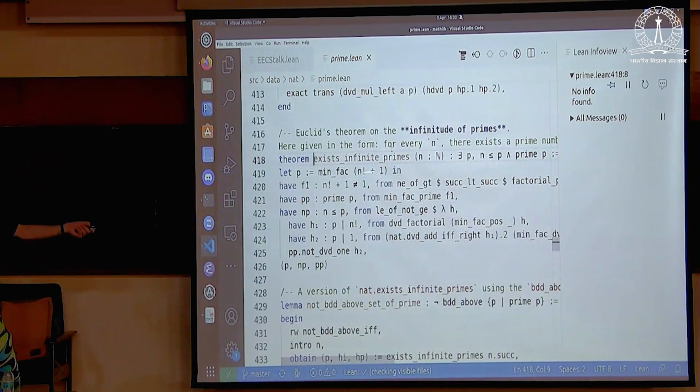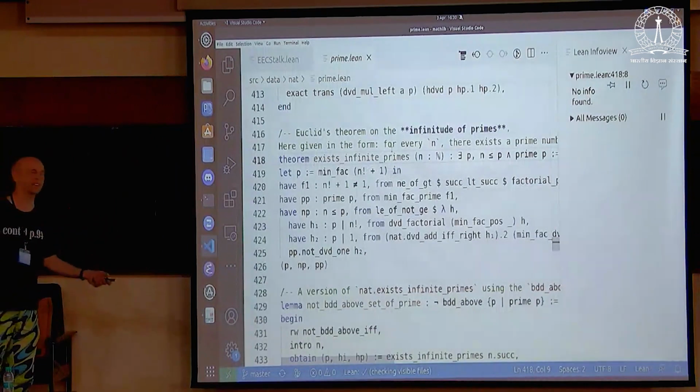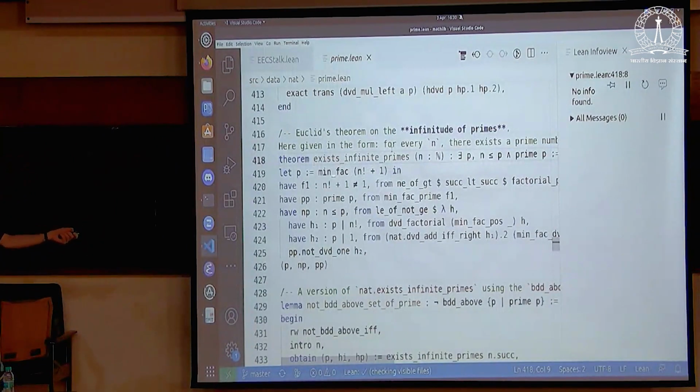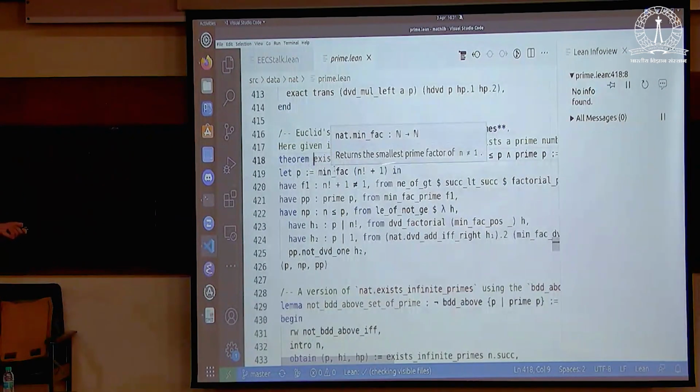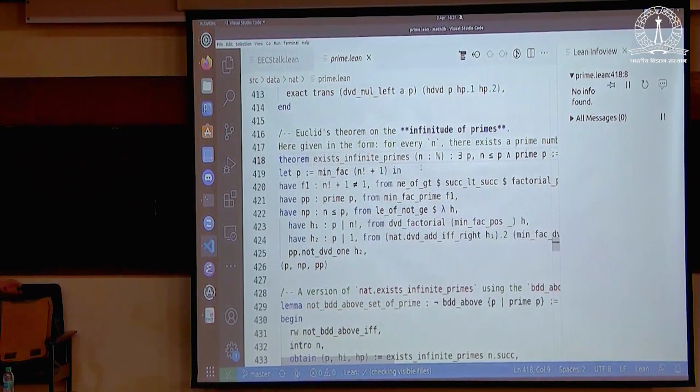Here's the key idea. There's n factorial plus 1. We don't do the product of the primes less than n. We do the product of all the numbers less than n, and then we add 1, and then minFac, if we hover over that, there we go, it returns the smallest prime factor of a natural number. So we let p be the smallest prime factor of n factorial plus 1, and then we prove some facts about it. There we go.